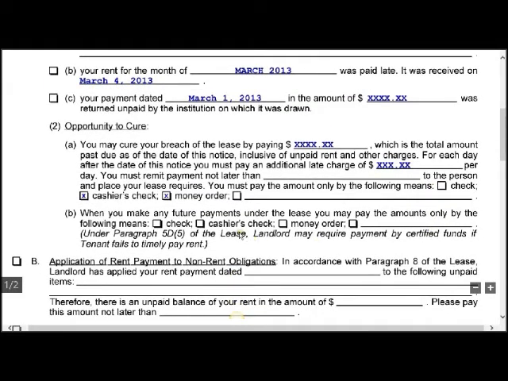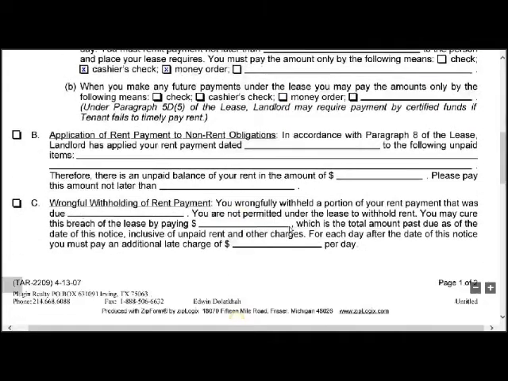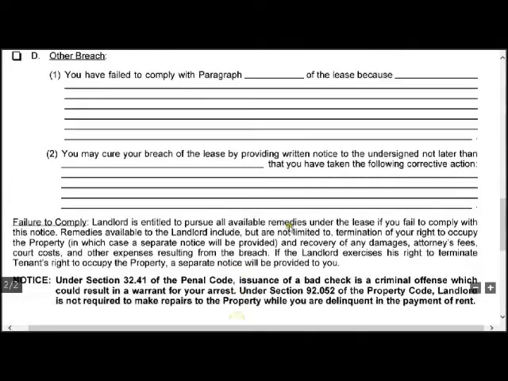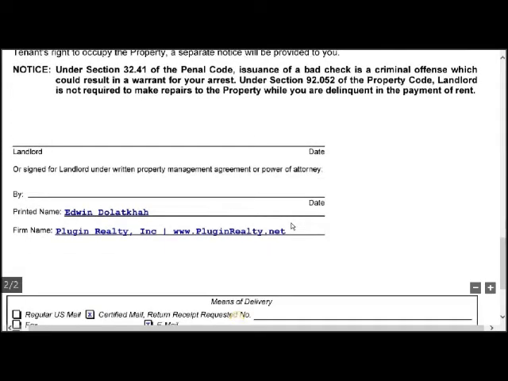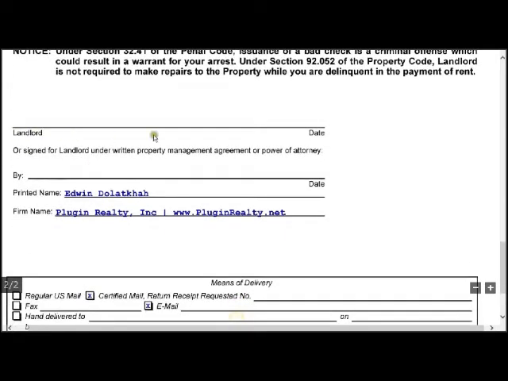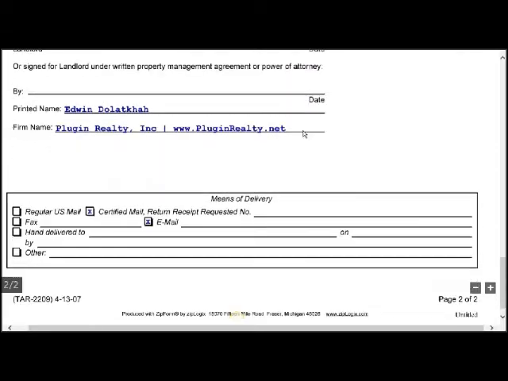If the tenant has paid you a check that bounces, you definitely want to utilize this, so that for making future payments they need to pay only by cashier's check or money order. Again, certified funds. The remaining of this page and the second page we don't have to worry about because this video is only for non-payment of rent. We need to sign as the landlord and date it. And typically this is going to be the day after the rent was due.